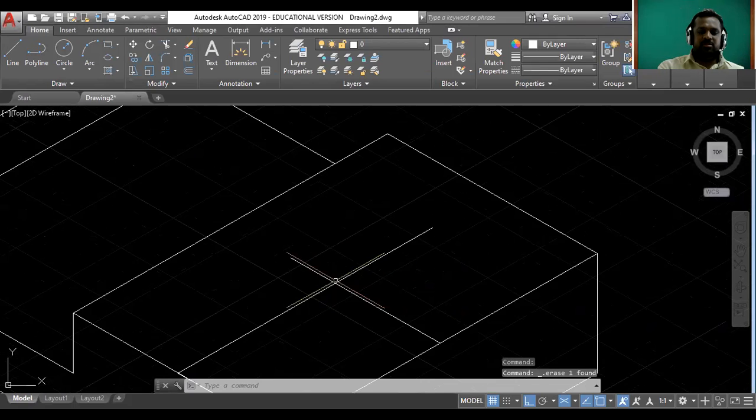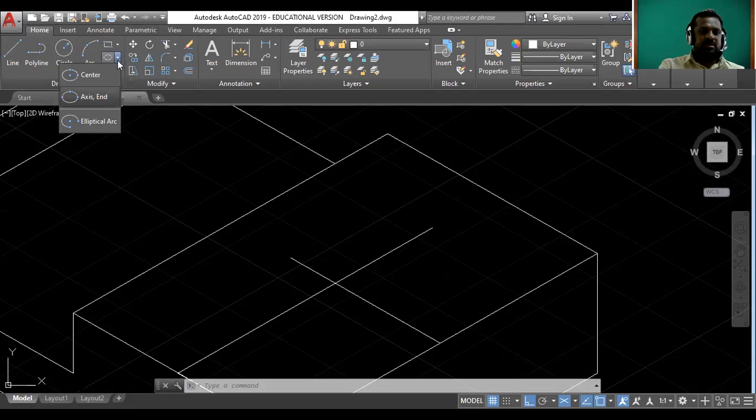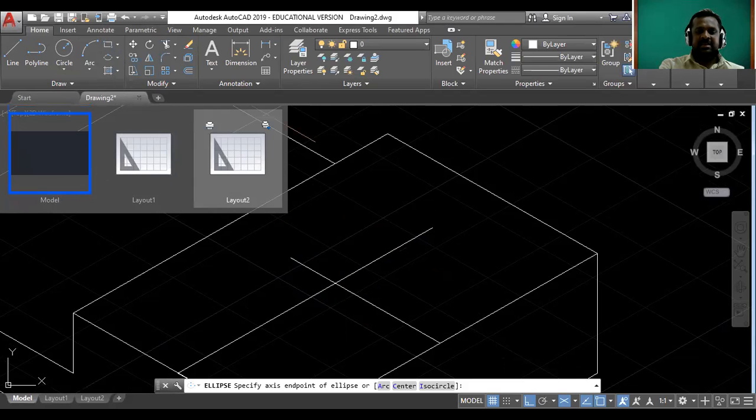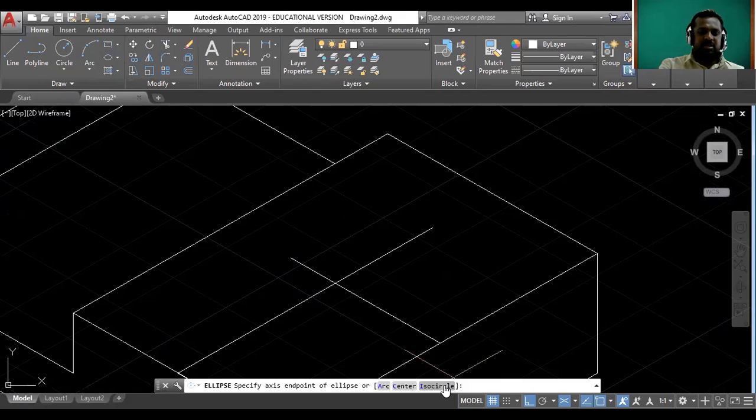See, this is the midpoint. This is the center point, we can say. From this center point, we have to draw the circle. Okay, make a click on this ellipse. Then select the axis end. Make click on that axis end. Then click here in isocircle.